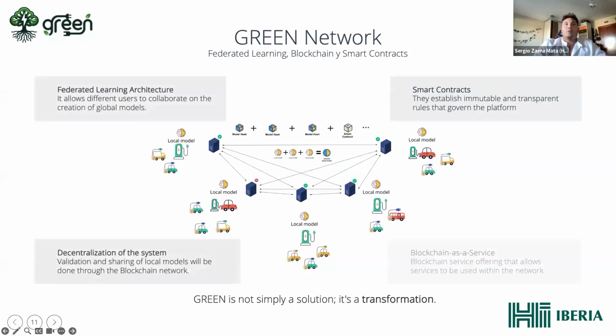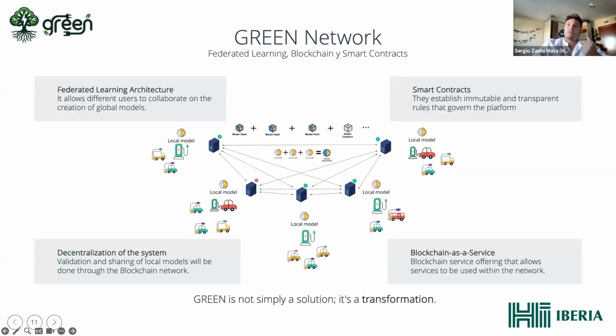Here you can see a quick view of the Green network. As I said before, we have a combination of three technologies, federated learning, blockchain, and smart contracts, and how these technologies are interconnected. First, we have a federated learning architecture, which allows the different users to collaborate with their local models in the creation of the global models. But we didn't want a central authority and a central server to share all these local models. We wanted the sharing and validation process to be in a decentralized environment. And that's why we introduced the blockchain network.